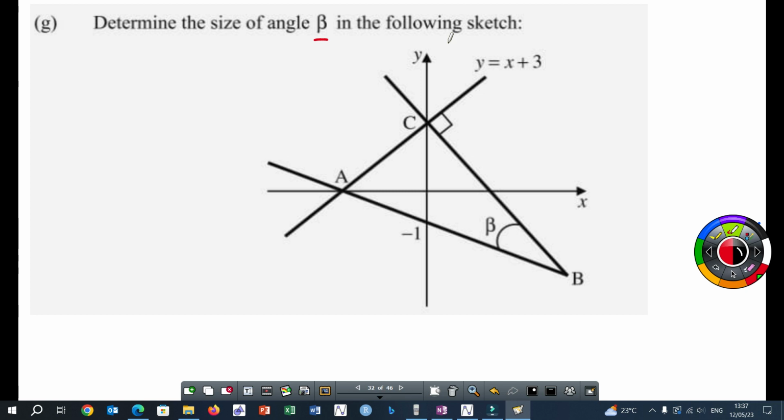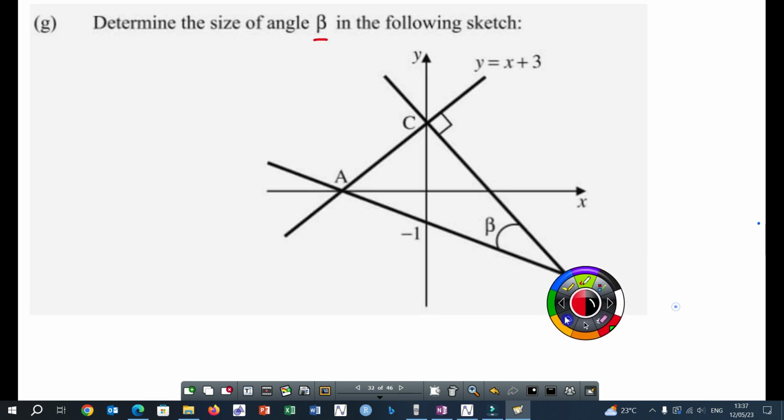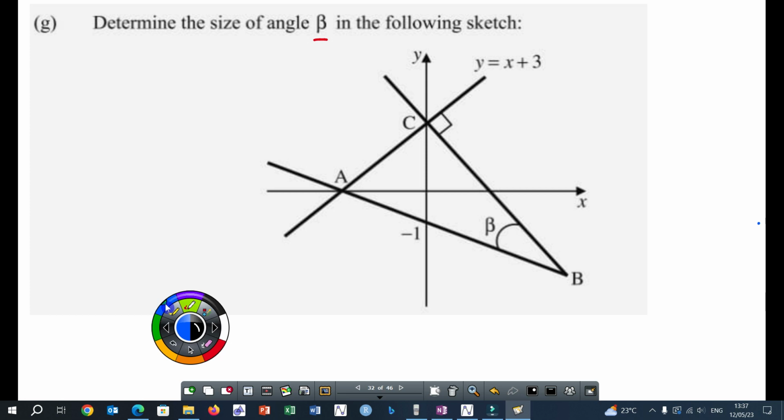There are two triangles in the question that you can use to come up with the value for beta. First, I'm going to give a name to this point here. I'm going to call it point D. I'm doing that because I need a name for this triangle, so I have to give a name to that point of intersection.